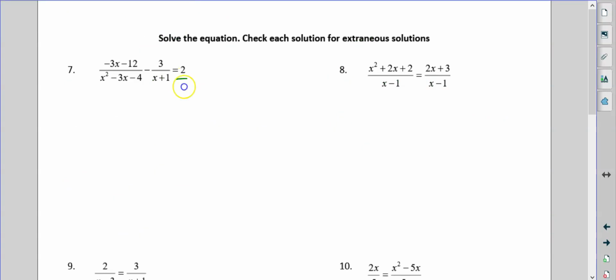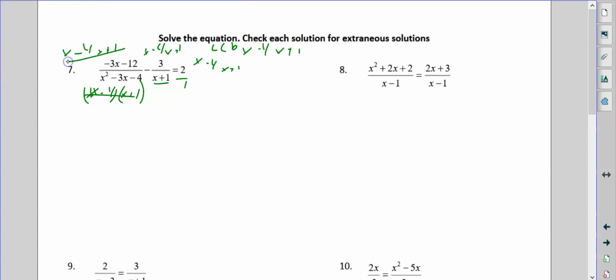All right, again, I have a 2 here, so I'm going to put over 1. I need to factor this. X minus 4, x plus 1. That's pretty bad even for me. I already have an x plus 1 here, so my LCD for this one is simply the x minus 4, x plus 1, which I'm going to multiply everything by. X minus 4, x plus 1.